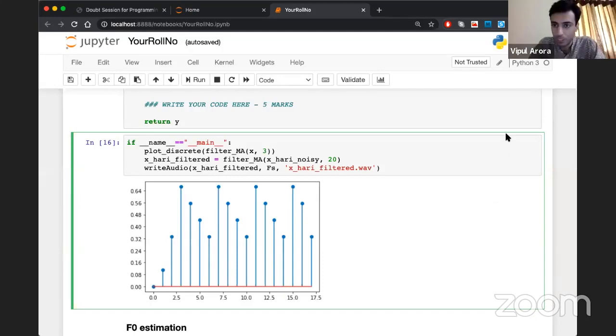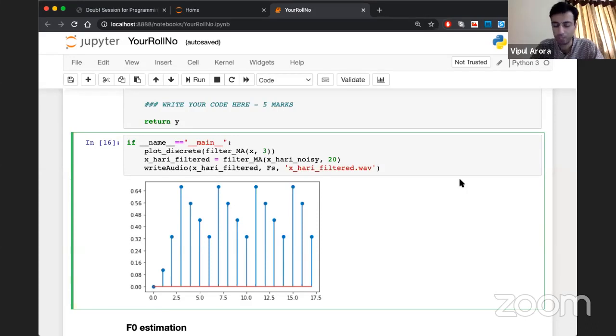I will read out some questions from the chat window. There is one question from Shubham Gupta. He says, does downsampling by factor M mean that we have to take one sample out of the first M samples and then one sample from the next M samples and so on? No.